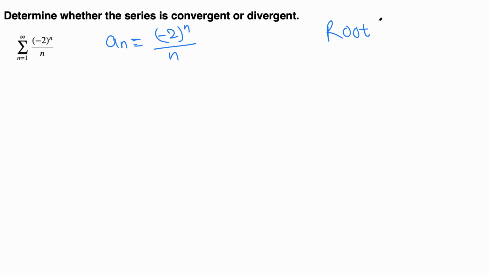So the nth root test, pretty much: we take the nth root of the absolute value of the general term and take the limit. If this limit happens to be less than 1, this series converges. If this limit is bigger than 1, this series diverges. If the limit is 1, this test fails, and then we need to use a different test. Okay, let's use that.